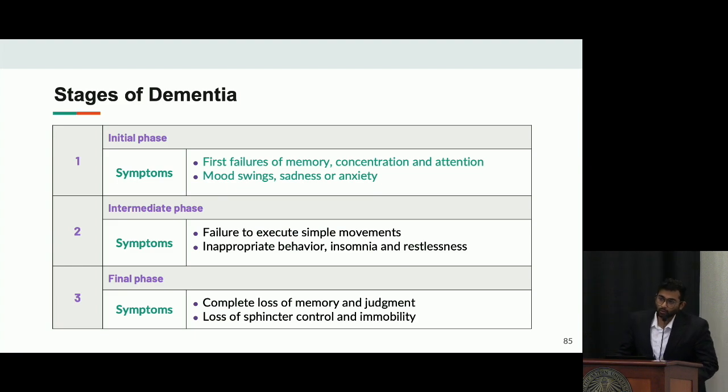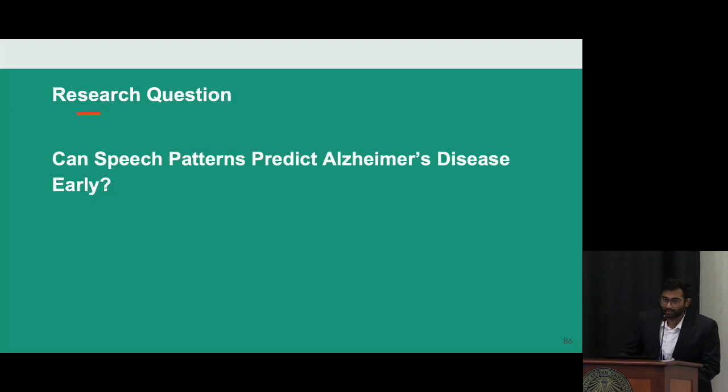So the main research question is, can speech patterns really predict Alzheimer's disease early? Can we use speech, like I'm speaking now, to find whether I'm suffering from Alzheimer's or not?